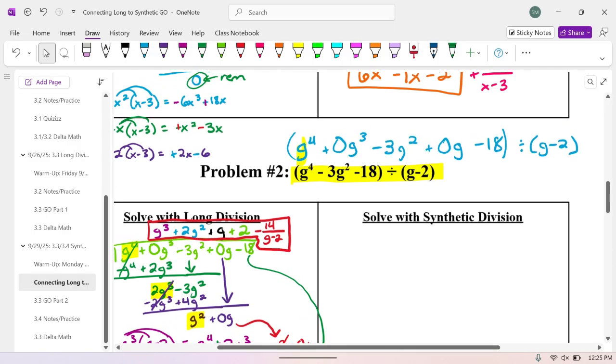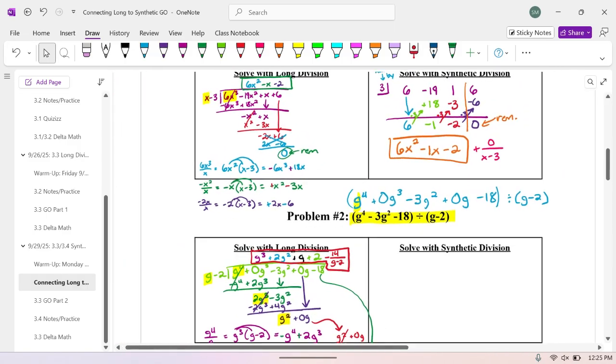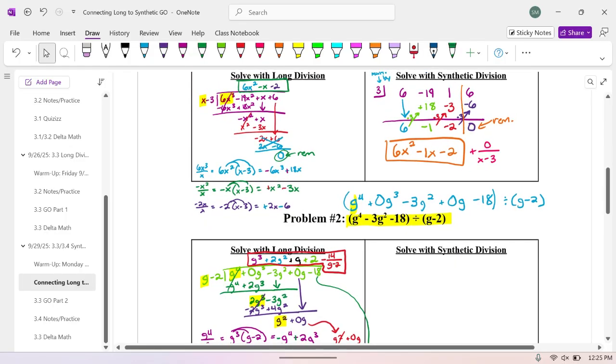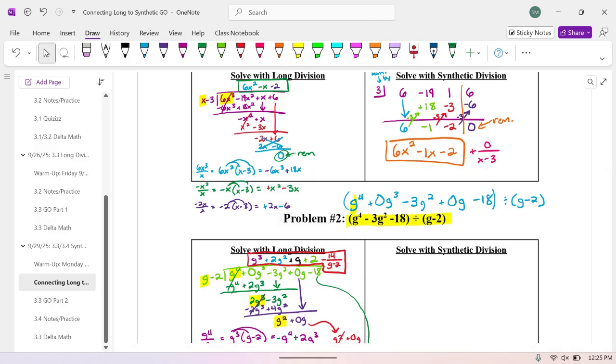So, guys, you know what your answer should be for the second one from our long division. So check that with what you get with the synthetic. If it's not the same, you probably did something wrong.